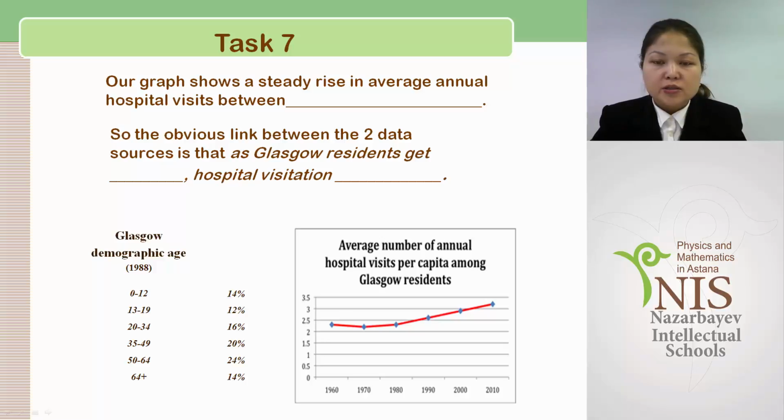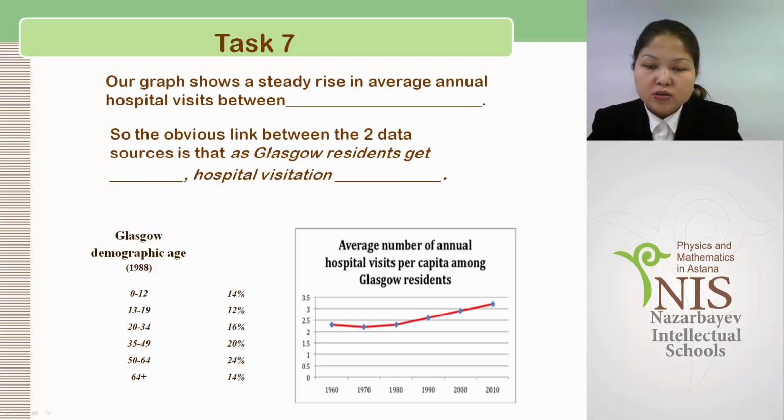So let's look at this graph again and try to fill in the gaps in these sentences. Our graph shows a steady rise in average annual hospital visits between, let's look at the chart again, between what period, as you see, and the next. So the obvious link between the two data sources is that as Glasgow residents get older, hospital visitation increases.